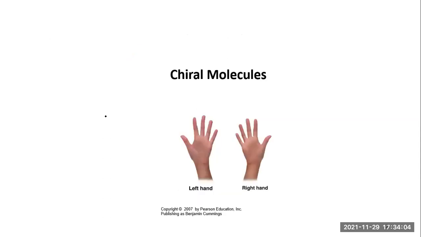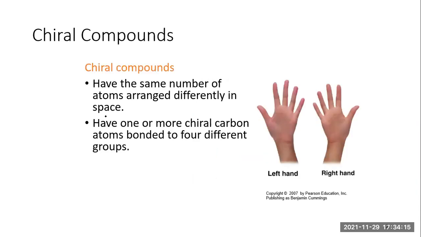Let's talk a little bit about chiral molecules, which is a big part of carbohydrates. A chiral molecule basically means that, especially in carbohydrates, we look at what is sometimes referred to as the chiral carbon. Carbohydrates pretty much are made up of carbons, hydrogens, and oxygens, so a lot of times there's carbon involved.